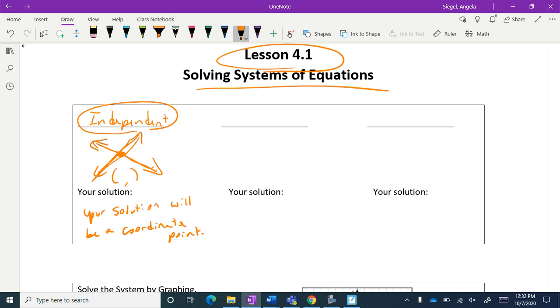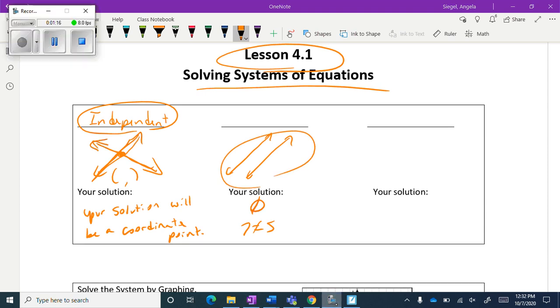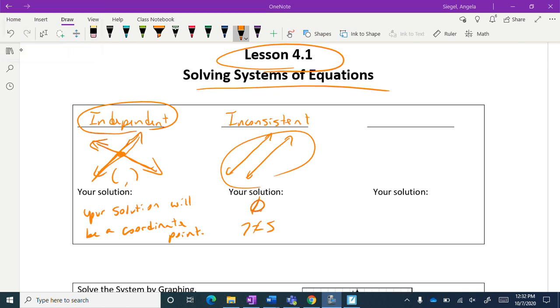Okay, the second type is when you have a pair of parallel lines and you're not going to have a solution, so it's going to be no solution. And in a situation like this, you might come up algebraically with something like 7 equals 5. So 7 does not equal 5. So if it doesn't make sense, you're dealing with two parallel lines. It's inconsistent because it doesn't make sense, so there's no solution there.